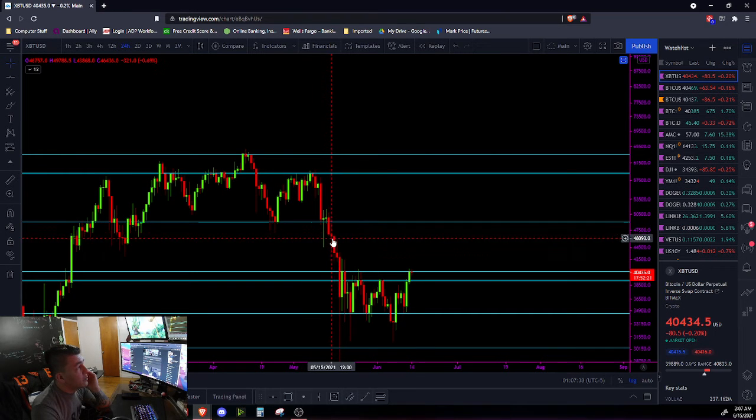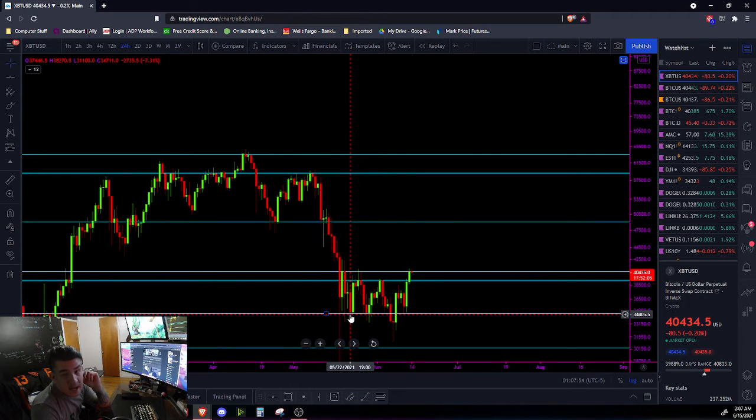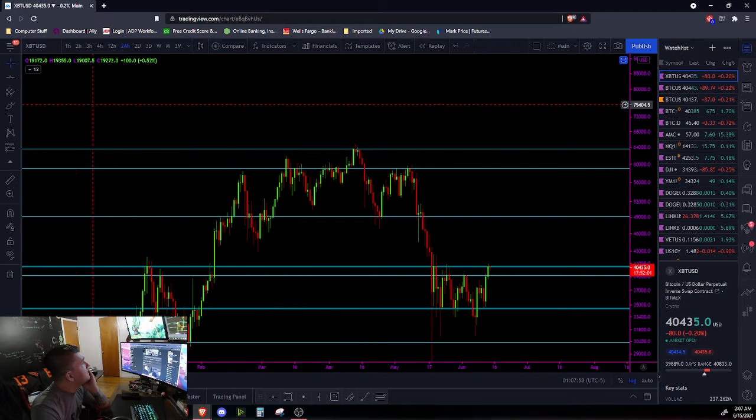What I actually did was wait for a back test to confirm this broken support as new tentative resistance. I waited for a back test to confirm it as resistance before I opened my position, and then I waited for that follow-through, that oh so sweet follow-through to the downside. So we'll go ahead and identify a couple more examples here.